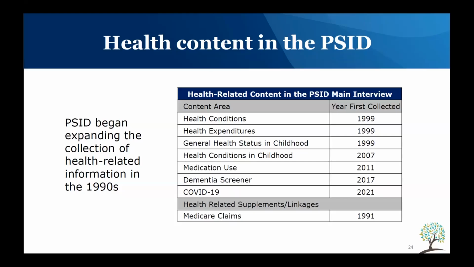And then in the most recent waves, we have things like medication use, the AD8 dementia screener, and as I said previously, lots of information on COVID-19. And so at the very bottom here, we have the Medicare claims data that Esther will discuss. We did start collecting Medicare numbers starting in 1991, but this reboot of the accessibility of these data is really something quite remarkable and I think is going to really help expand research in this area. Okay, next slide, please.